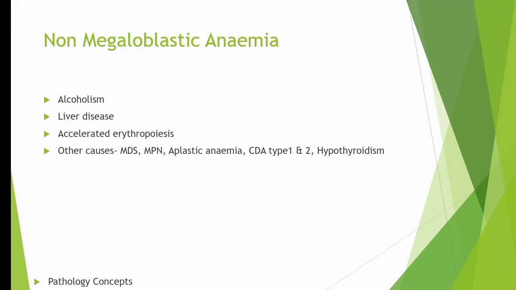Second is liver disease. In liver disease, mild macrocytic anemia is seen. It is associated with thin macrocytes where the surface to cytoplasmic ratio is increased. The increased surface area is due to excess incorporation of membrane lipids like cholesterol and phospholipid. This gives the characteristic appearance of target cells.